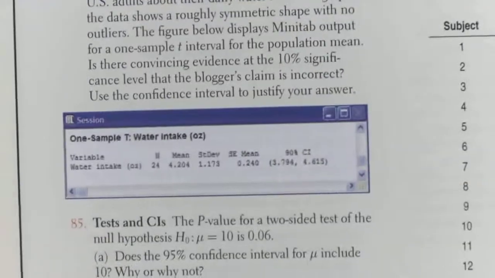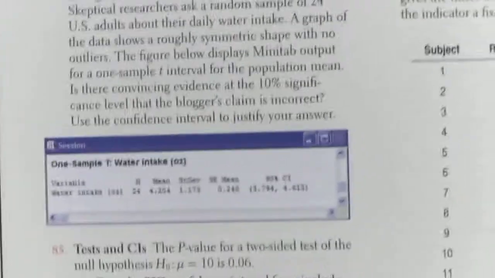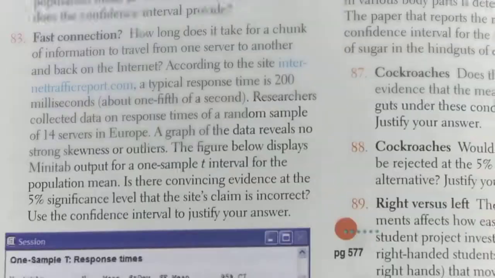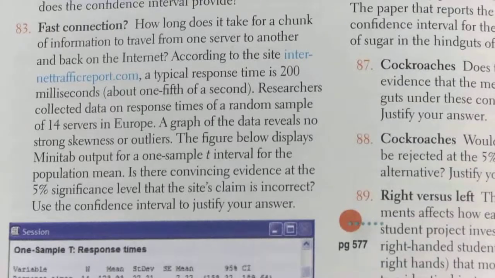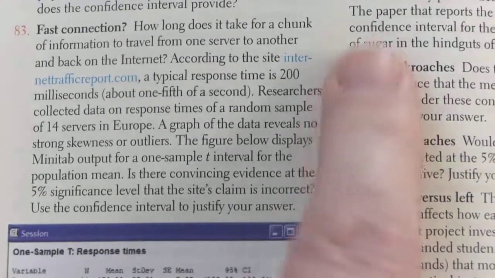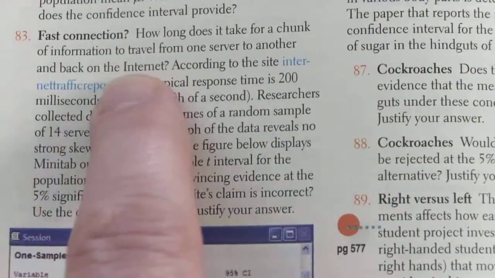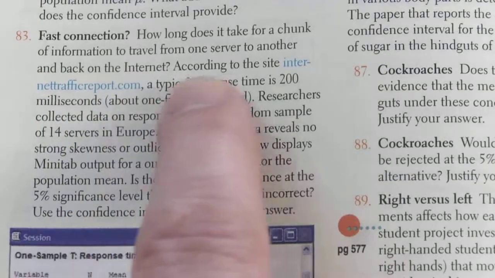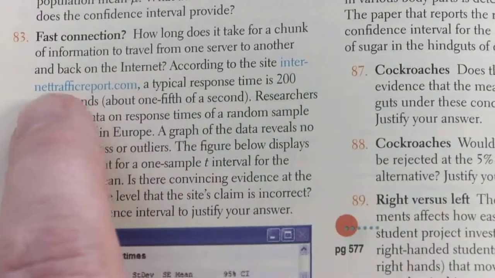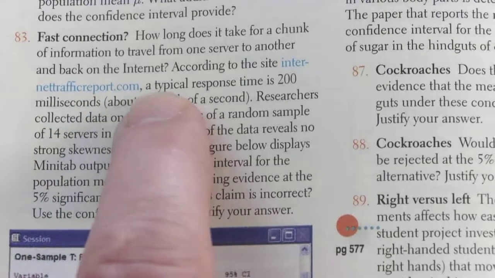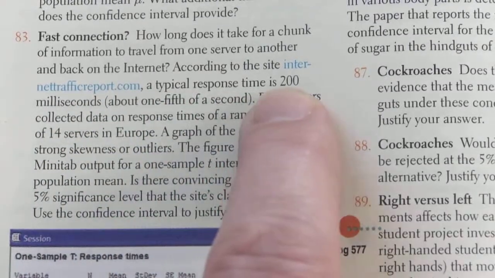What's the next one you want to look at? 83. I thought you said 73. Okay, 83. Let's jump up. Okay, 83 is right here. Let me get that a little clearer. Fast connection. How long does it take for a chunk of information to travel from one server to another and back on the internet?